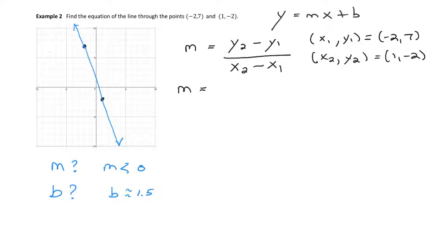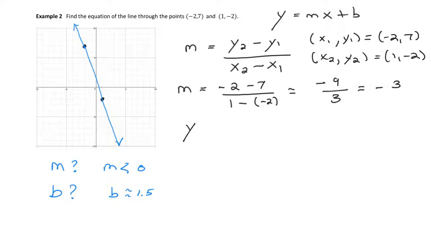If I plug that in for slope, y2 minus y1 is negative 2 minus 7. And then x2 minus x1 is 1 minus negative 2. If I simplify this, I get negative 9 over, that's 1 plus 2, positive 3. So that is negative 3 over 1, or just negative 3, which represents my slope. If I go back to my line here, if I go down 3 and over 1, yeah, that looks about right. I know it's not a perfect sketch, but I'm feeling like that's good. That negative 3 is the slope.